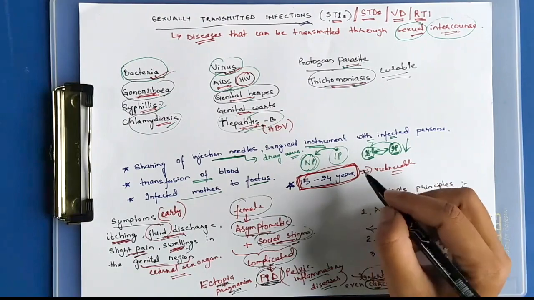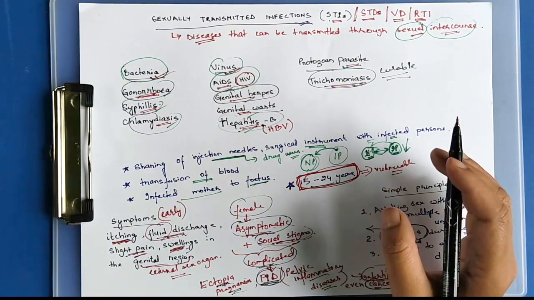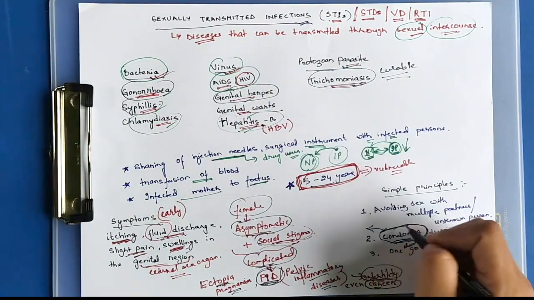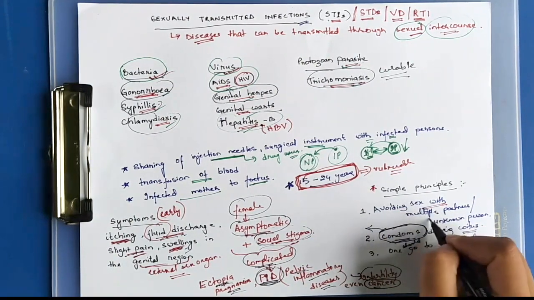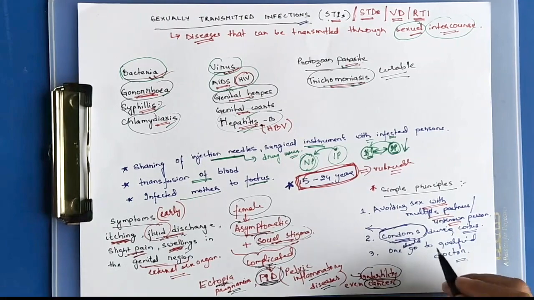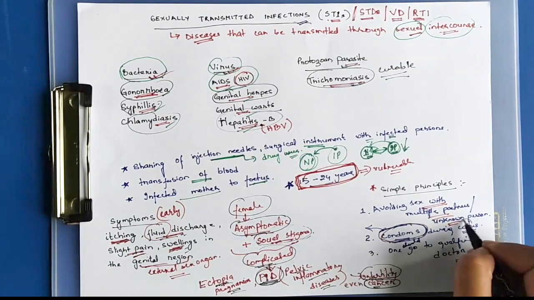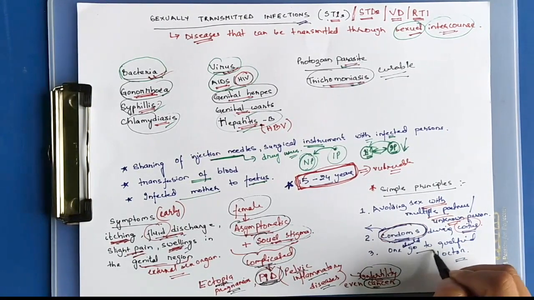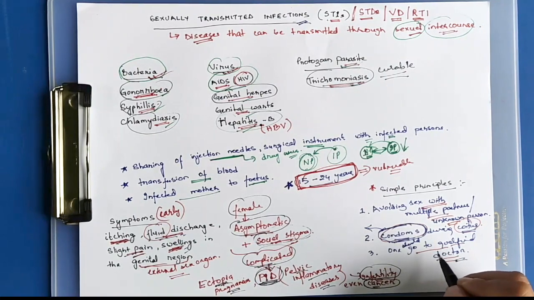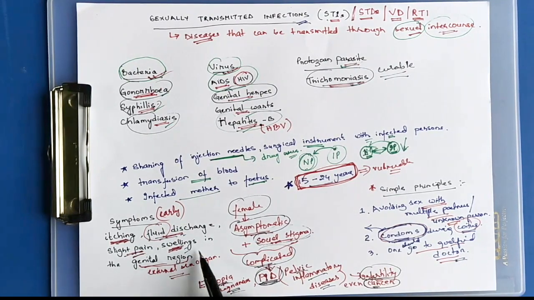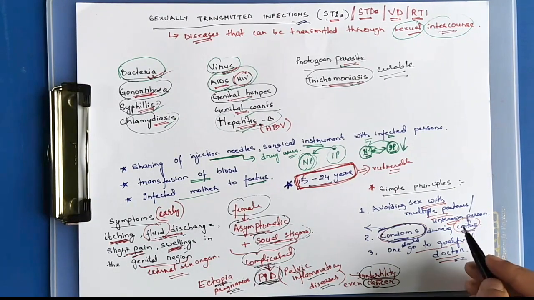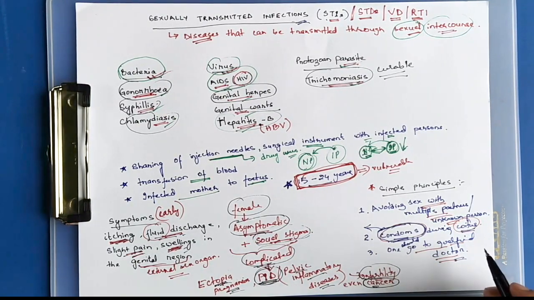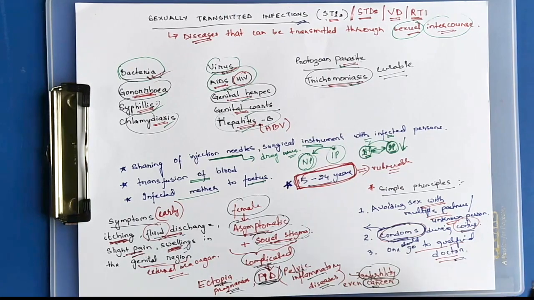In order to avoid all these diseases, you can follow simple principles which are given in your textbook, like avoiding sex with multiple partners or unknown persons, using condoms during coitus, and going to a qualified doctor if you have any symptoms of all these things, or for early detection, so that you can get complete treatment and be cured from the disease.